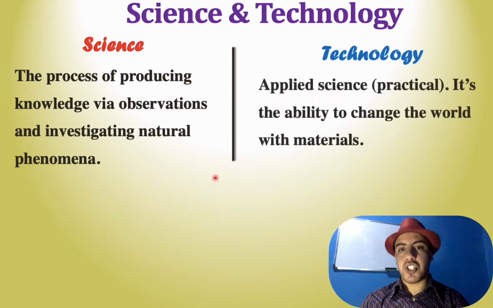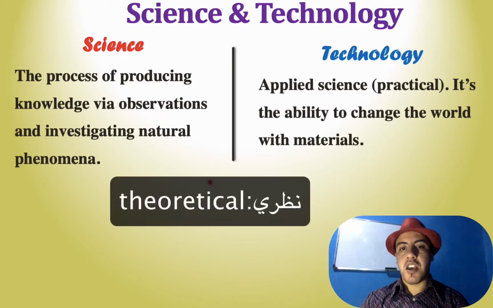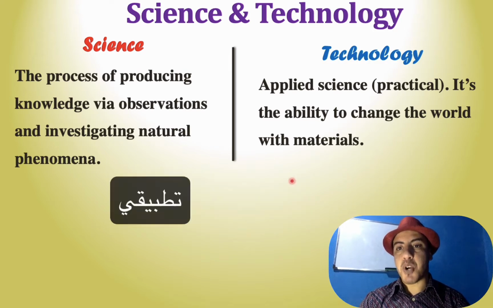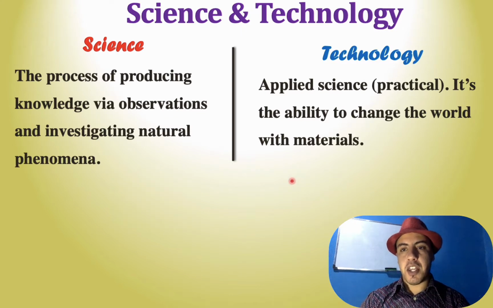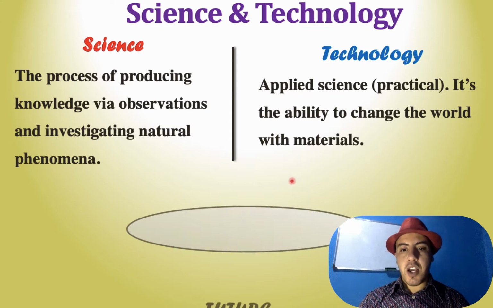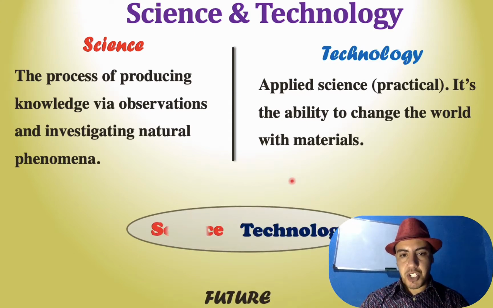And technology is applied science, so practical. It's the ability to change the world with materials. So please remember that with science, we are talking about something that is theoretical. And for technology, we are talking about something that is practical. So first of all, we start with theory, then we move to practice. Examples. What are some types of technology and science?